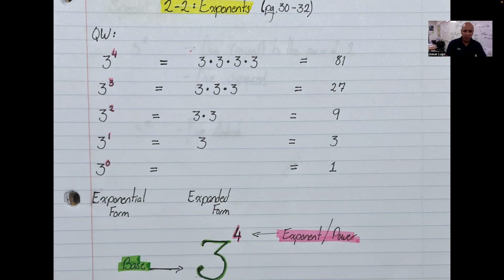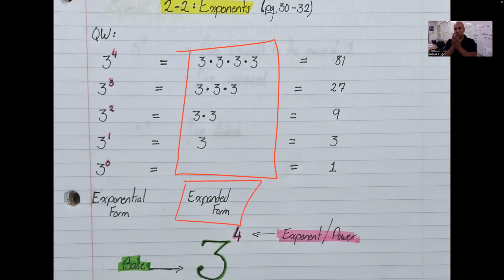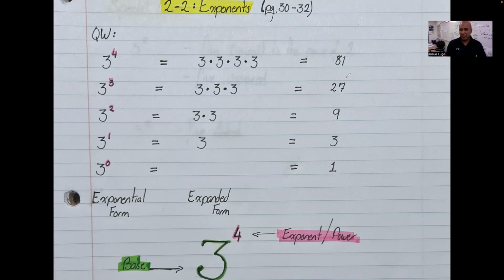Now, whenever you expand it out, whenever you actually write down the numbers that you're multiplying together, like instead of 3 to the 4th, you write 3 times 3 times 3 times 3, that is known as expanded form. It's like we're expanding the expression into what you actually see. Now, over here, I didn't write anything down, but you can write evaluate or evaluation.